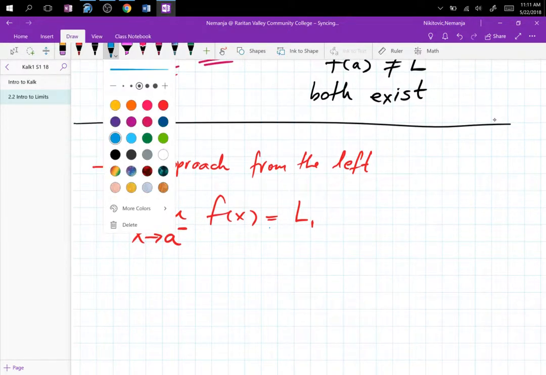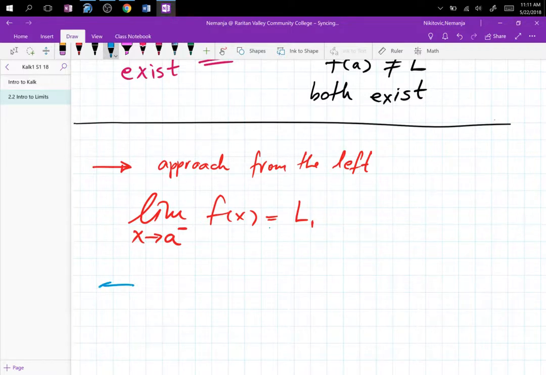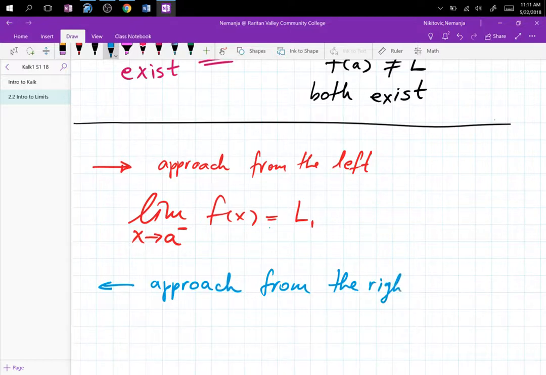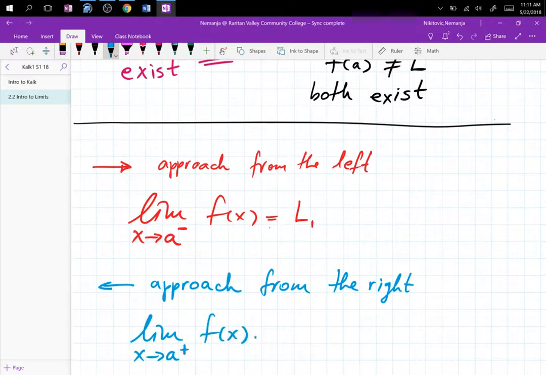I also use the blue arrow, the Romeo arrow, which is approach from the right, which is limit as x goes to a plus of f of x equals, and I'll call it L2 now. That's the other one.